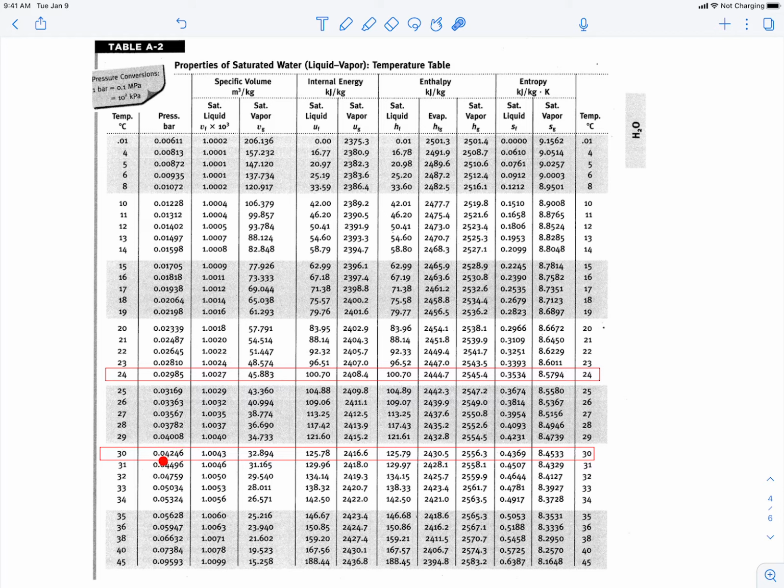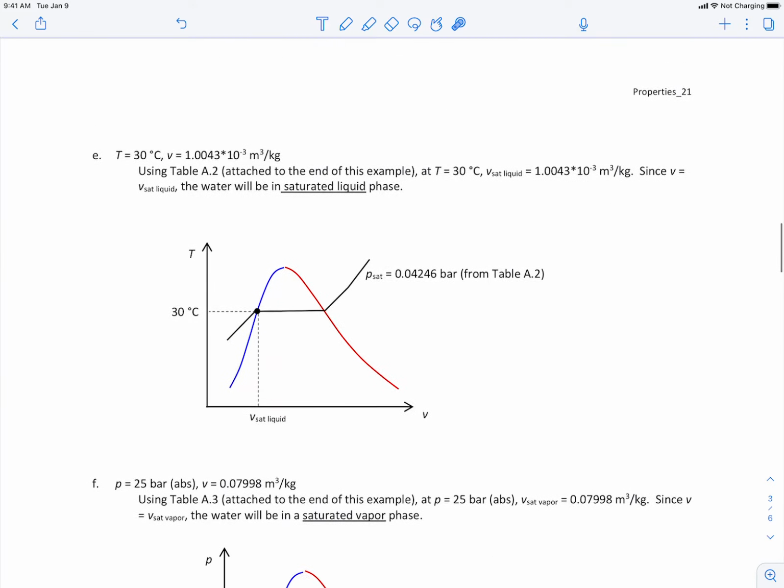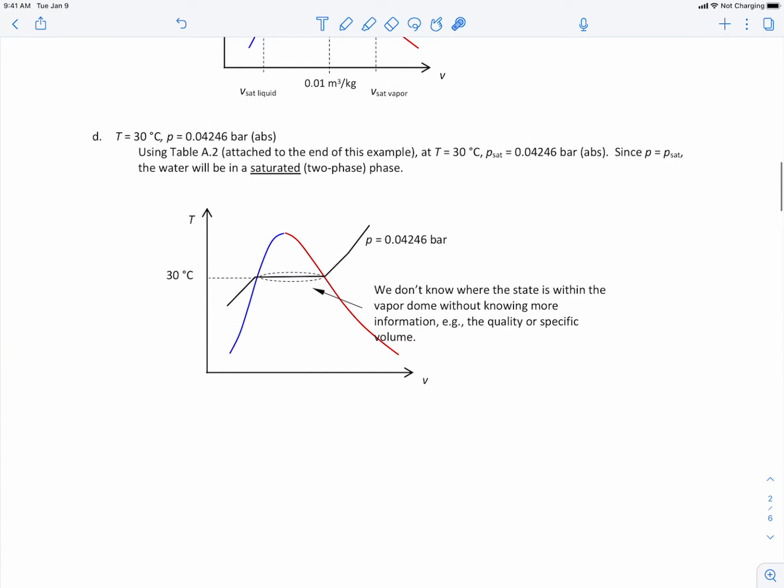Our saturation pressure is 0.04246, which is the pressure we were given. So we know immediately we're in a saturated liquid vapor mixture phase. If I sketch this out on a TV plot, here's our vapor dome. 30 degrees C is what we're dealing with. Our corresponding pressure is right here.